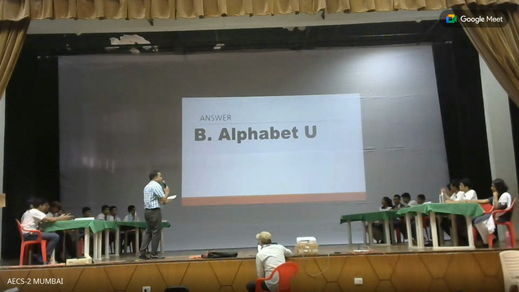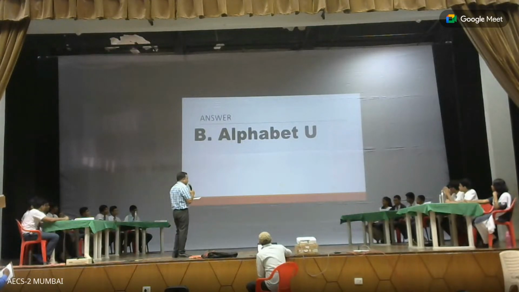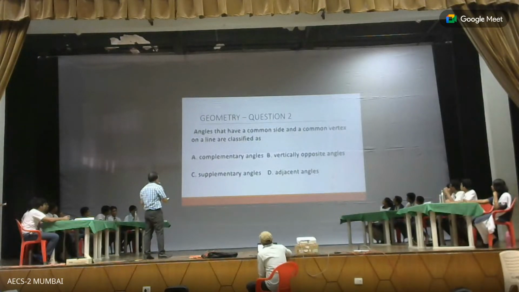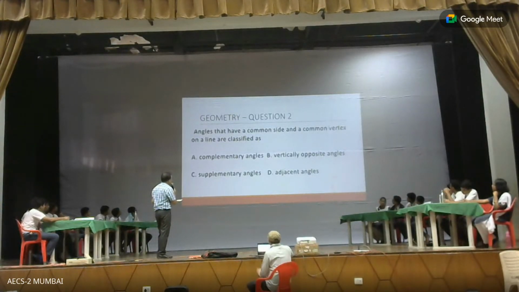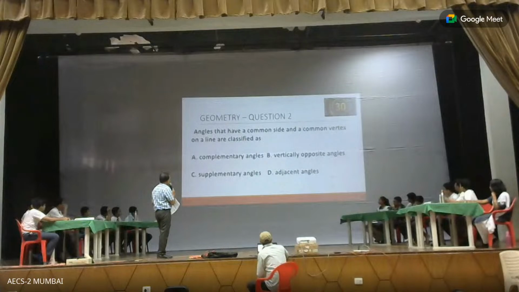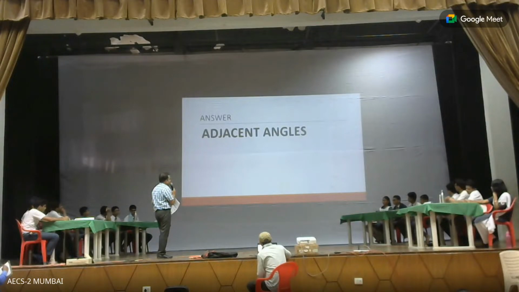I will move in the clockwise direction, so I'll move towards team Shakuntala. The next question of geometry round 2 goes to Shakuntala team. Are you ready? Sir, can we have the question, please? Angles that have a common side and a common vertex on a line are classified as complementary angles, vertically opposite angles, supplementary angles, adjacent angles. Time begins now. Option D, adjacent angles. The answer is right, adjacent angles. +10 marks to Shakuntala team also.